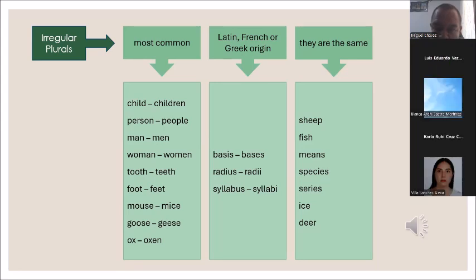Finally, the most straightforward nouns are those that don't change. They are the same in both the singular and plural form. Some of the most common are sheep, fish, means, species, series, ice, deer.